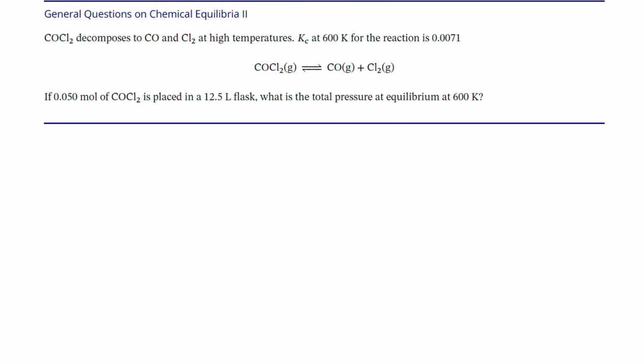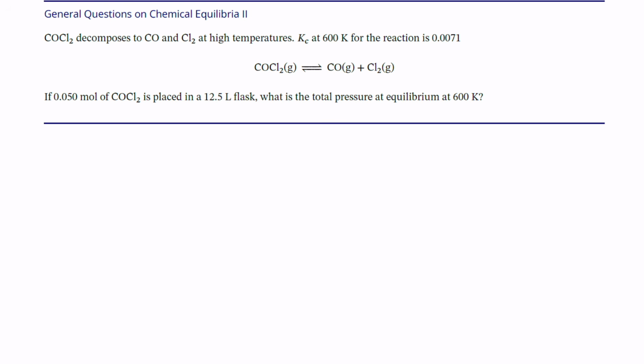So this question on equilibrium, we're told that carbonyl chloride decomposes to carbon monoxide and chlorine at high temperatures, and we're told that the Kc at 600 Kelvin for the reaction is 0.0071. Alright, and then we're given the equilibrium for the decomposition, and we're told if 0.05 mole of carbonyl chloride is placed in a 12.5 liter flask, what is the total pressure at equilibrium at 600 Kelvin?